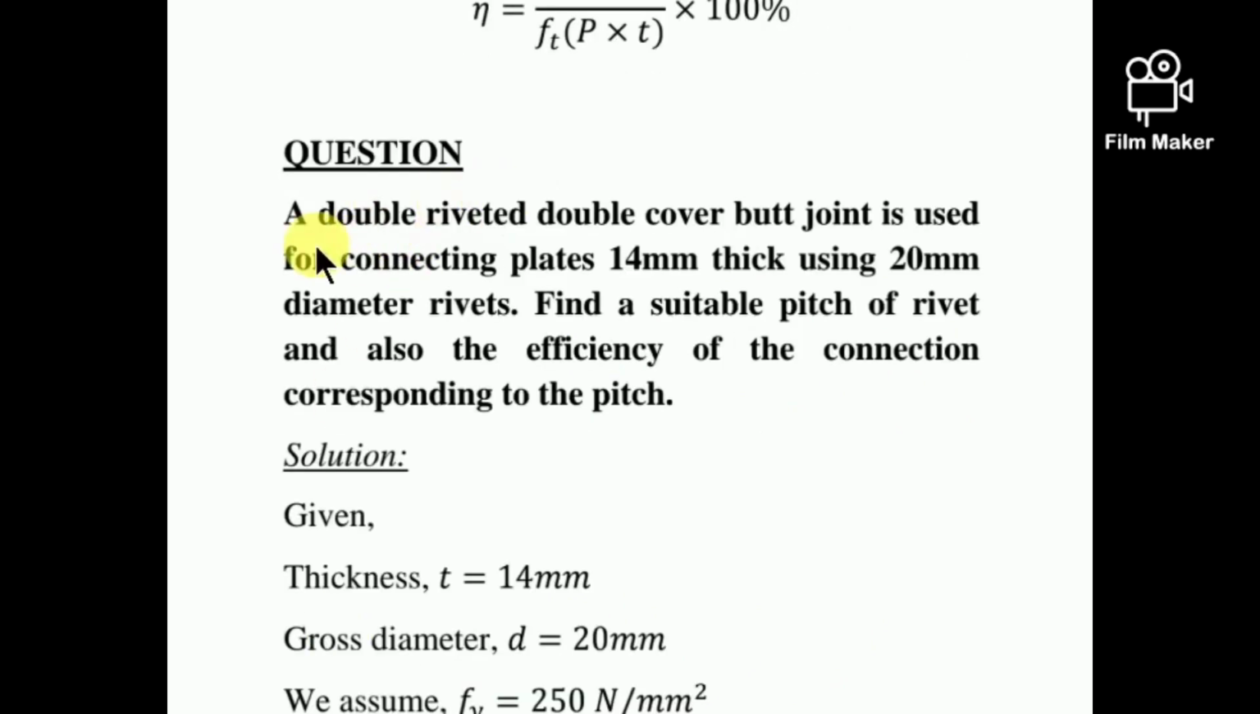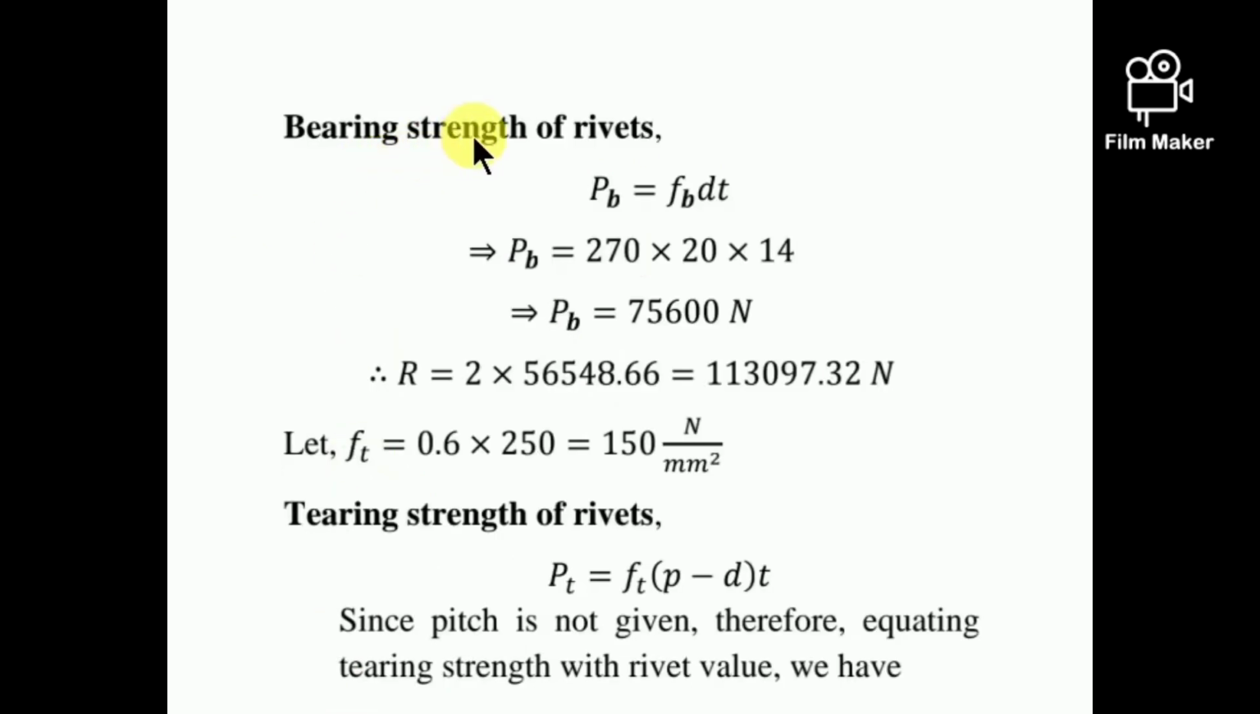Here it is mentioned double riveted double cover butt joint. So it is in double shear. Next we have to find out the bearing strength of rivet, Pb equal to Fb d t. So again, after putting the values, we get the value of Pb as 75600 Newton.